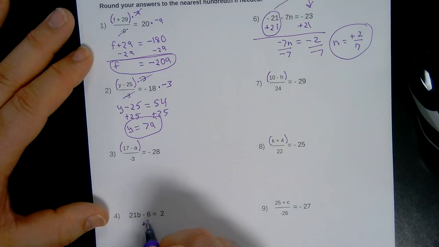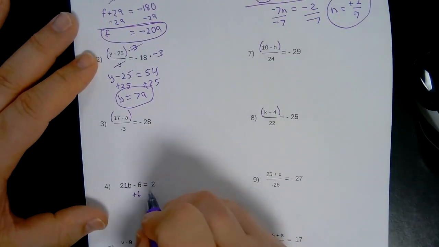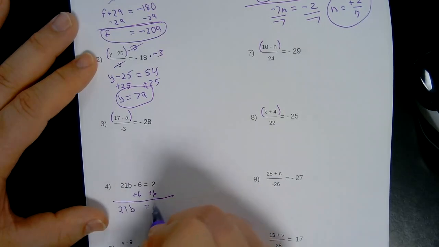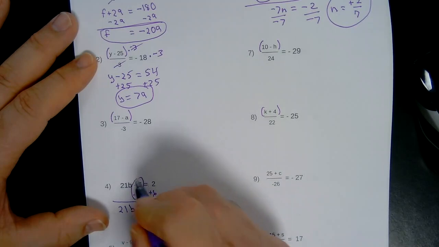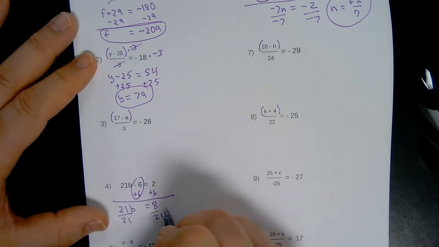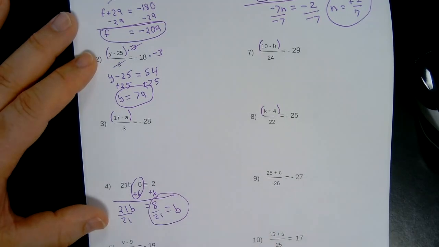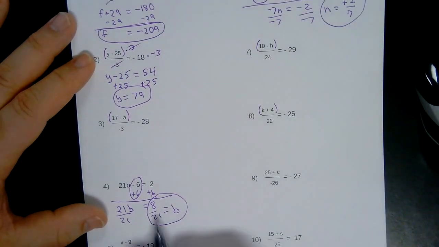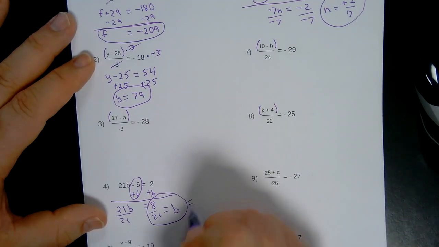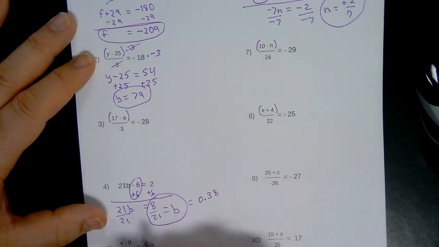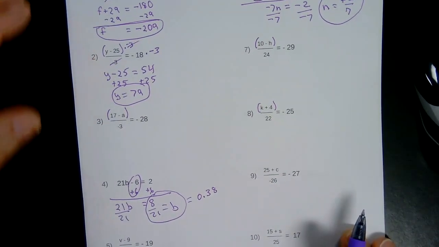Number 4, I'm going to add 6 to both sides. 21b will then equal 8. Again, notice zeros here, negative plus positive. And it's now simply divided by 21, and that equals b. So if you can't reduce the fraction, just leave the fraction as is, 8 over 21. Some places may have you divide that out and get a decimal. You don't have to, but if you did divide 8 over 21, you would get roughly 0.38. But for our purposes, you can just leave it as the fraction right there.